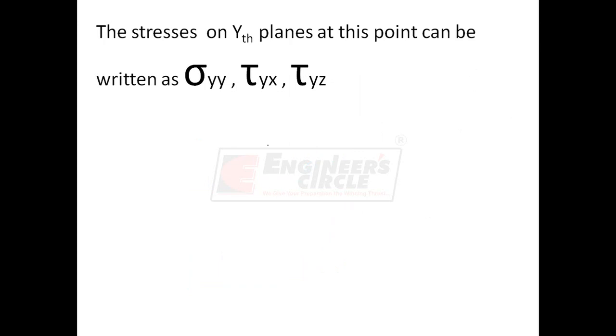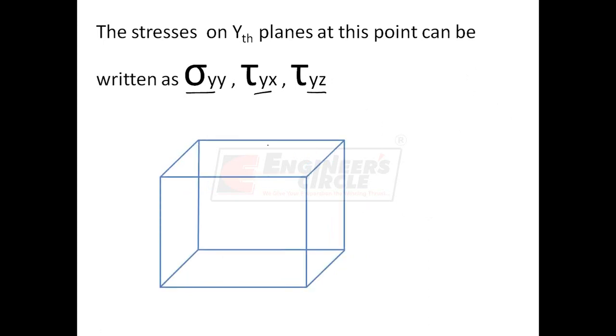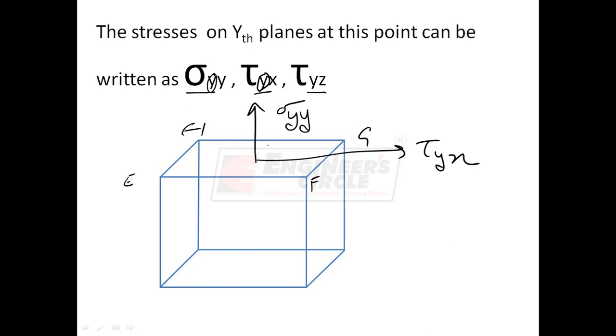Similarly, the stresses on the yth plane at this point can be written as one normal, sigma yy, and two shear. This is the yth plane EFGH. The normal component is sigma yy, that is stress on the yth plane in the yth direction. Similarly, tau yx can be written as the stress on the yth plane in the xth direction. Similarly, tau yz can be written as the stress on the yth plane in the zth direction. So EFGH is the yth plane and the stress in the zth direction is tau yz.